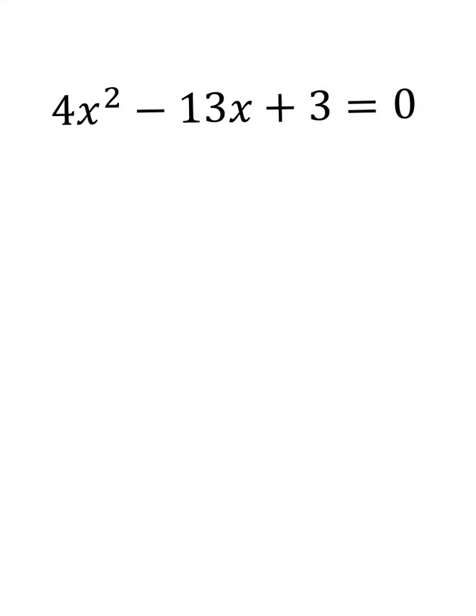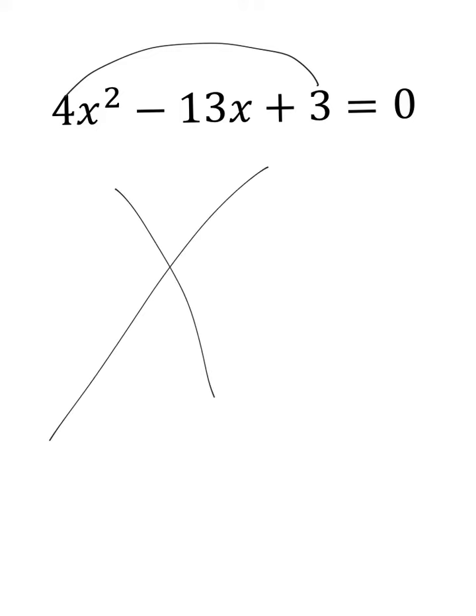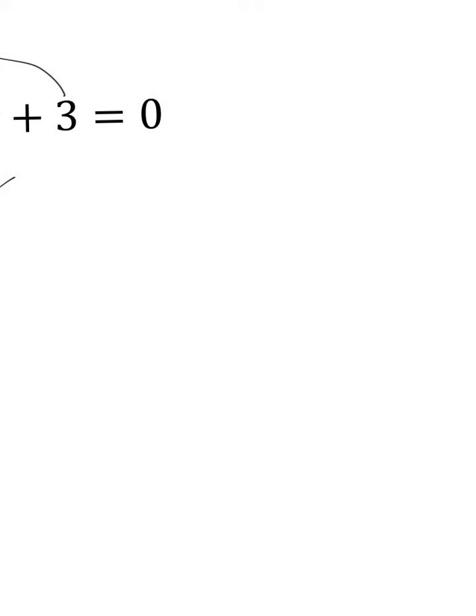Here I have a number in front of x squared. So I go 4 times 3, and that's going to be 12. And my middle number is negative 13. So what multiplies to get 12 and adds to get negative 13? I know 12 times 1 is 12, and 12 plus 1 is 13. And if I make them both negative, they'll add to negative 13. All right? So I say x minus 12 times x minus 1 equals 0.